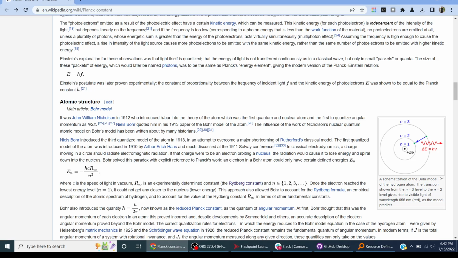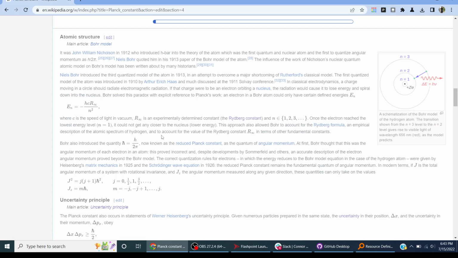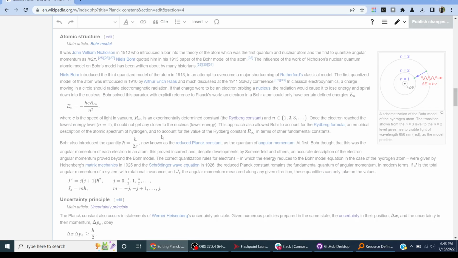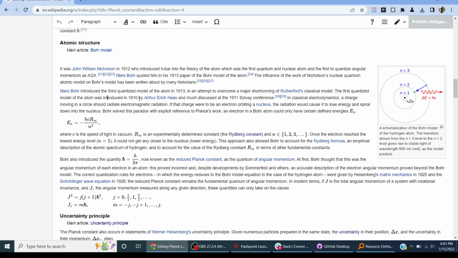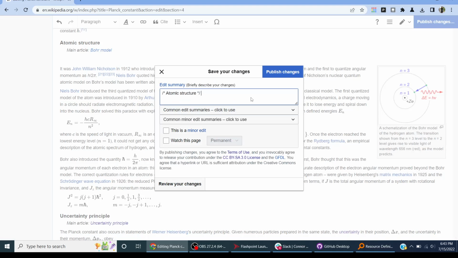The first quantized model of the atom, introduced in 1910 by Arthur Erich Haas and much discussed at the 1911 Solvay conference. Okay, that's a grammatical error. We're going to edit this Wikipedia article. I have a Wikipedia account. The first quantized model of the atom was introduced in 1910 and was discussed at the 1911 Solvay conference. That makes more sense.